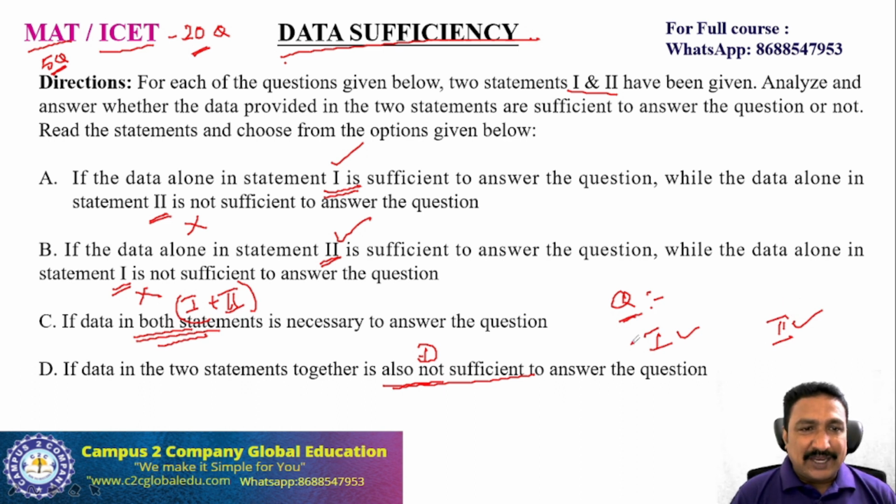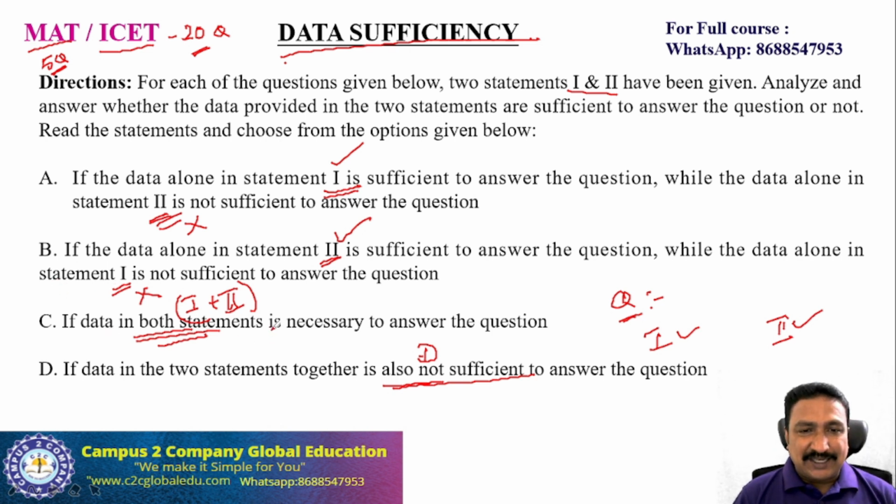Okay now friends, again I am repeating. What is choice A? Choice A means you are getting the answer from the first statement alone but not the second statement, then the answer is choice A. And what is choice B? Suppose we are getting the answer from the second statement alone but not the first statement, then the answer is B.